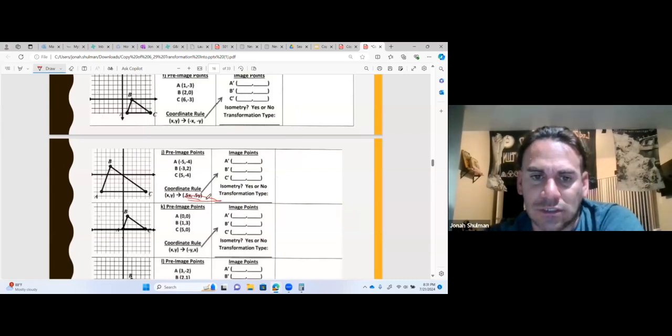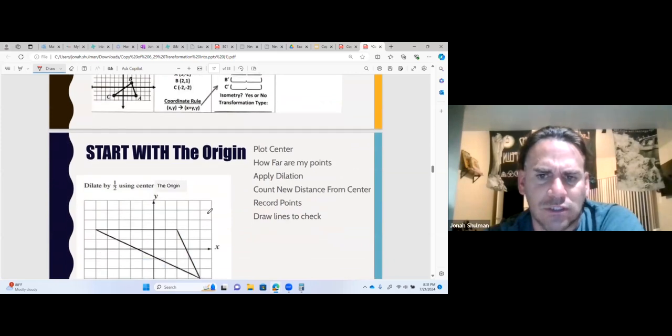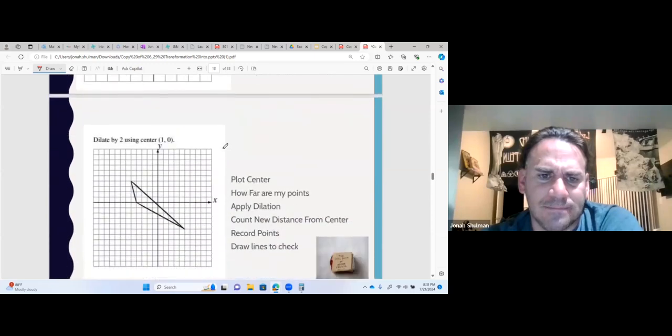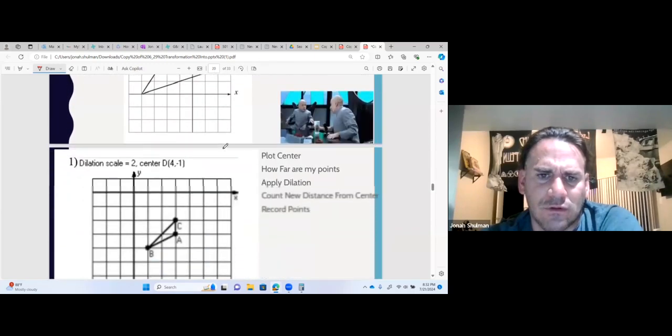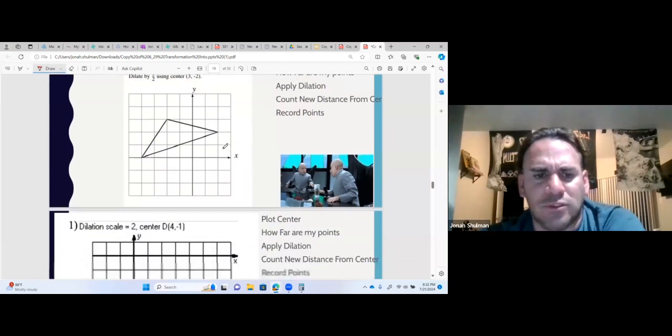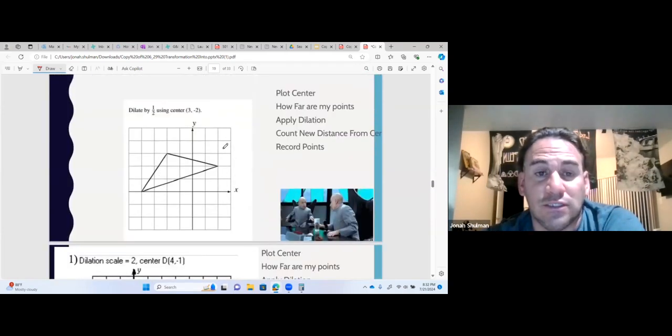This is a dilation. It's just going to be half the size. I'll show you one hard dilation. So this one's using the origin, but let's use a different point. Let's dilate from something crazy. Yeah, these are tough. These are all tough. All right. So which one should we do? Dilation of 3, dilation of a half.